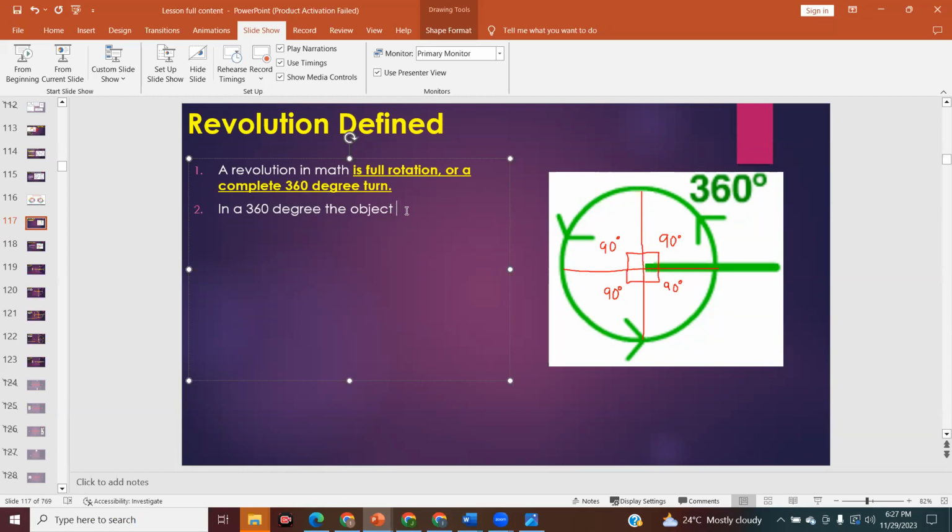Okay, so in a 360-degree rotation, let me say in a 360-degree rotation, I forgot that word.